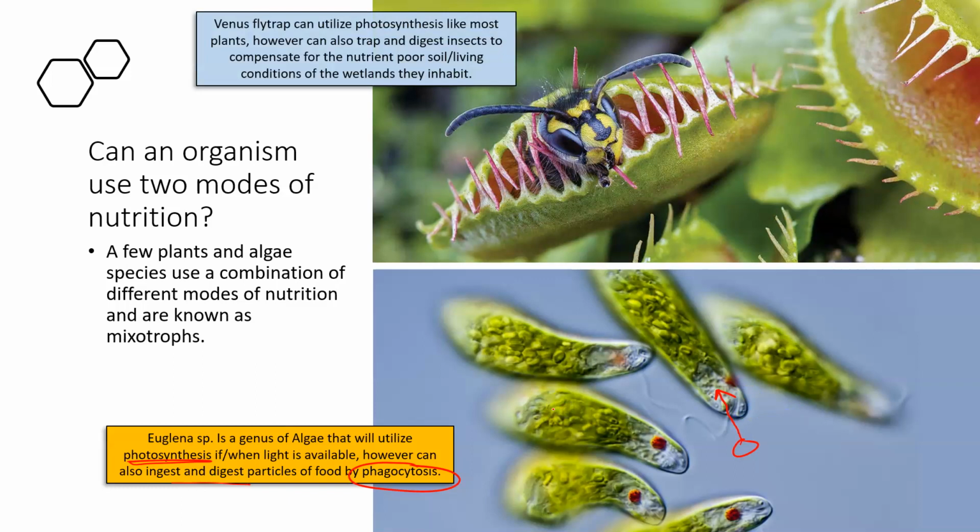Venus flytrap is a plant species that can totally photosynthesize. It will most of the time utilize the photosynthesis to produce its energy. However, because Venus flytraps come from or are really concentrated to areas where nutrients are very poor and where living conditions are very boggy and swampy and mostly inhabitable, they compensate for that by ingesting insects for the inorganic nutrients and minerals that they are lacking and can't get from their environment. So yes, an organism can use two modes of nutrition, and they do that. These are two examples by which that happens.